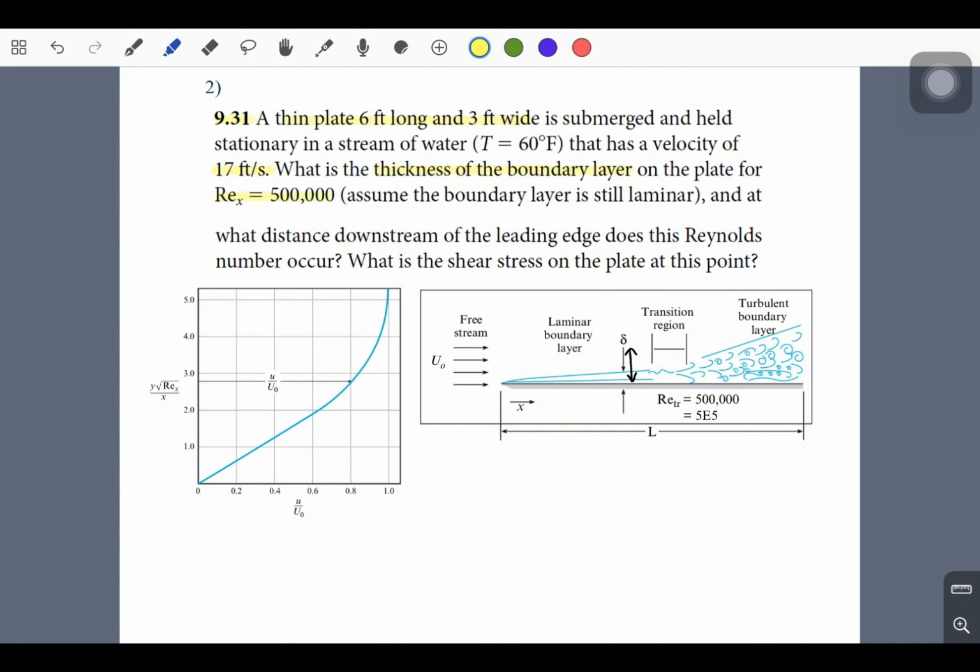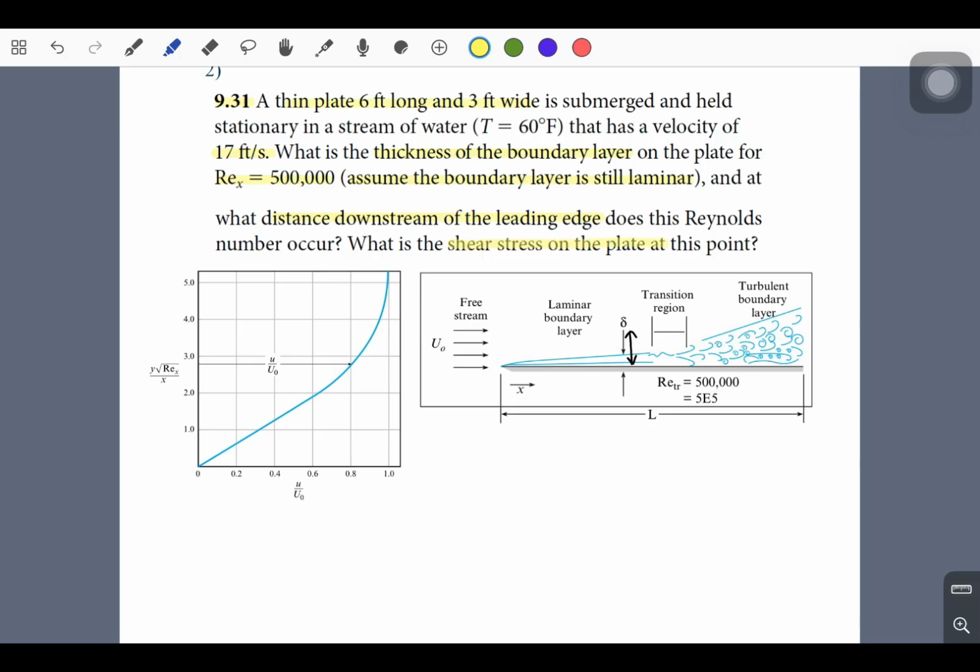when the Reynolds number is 500,000. And actually 500,000 is the limit of laminar and turbulent flow, but here we are assuming that the boundary layer is still laminar. And at what distance downstream of the leading edge does this Reynolds number occur? And lastly, what is the shear stress on the plate at this point?